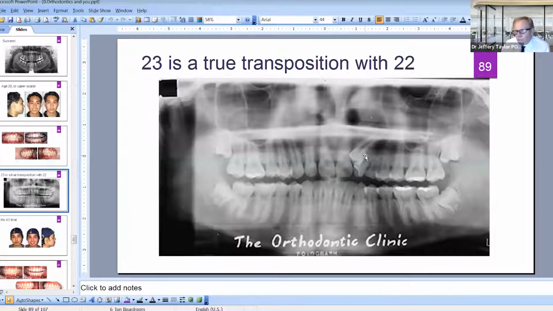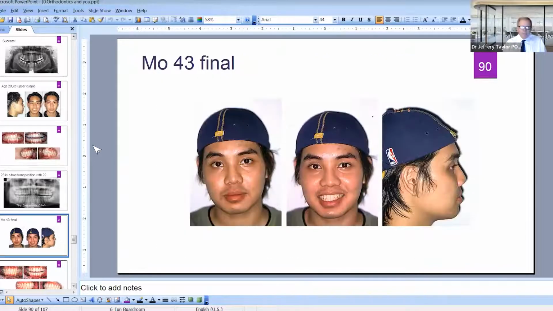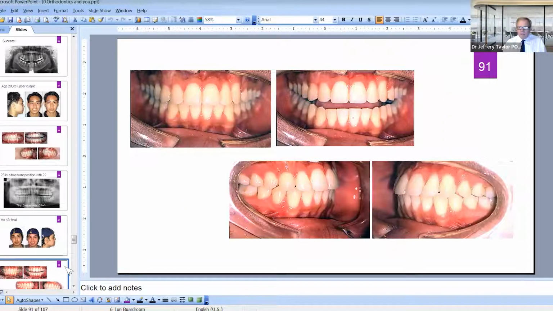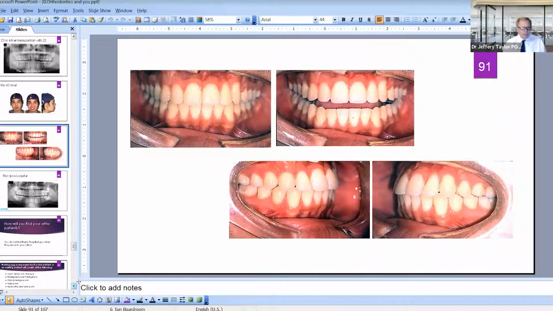And look at what a true transposition this is. The root and the crown are in the wrong place for both of these teeth. And then that's a baby cuspid right there, obviously. So here we go. 4 years later, well, 3.5 years later, and we finally got it in. And that's what that looks like. So again, all these are done by general dentists that are doing ortho. So if these guys can do it, I know you can do it as well.